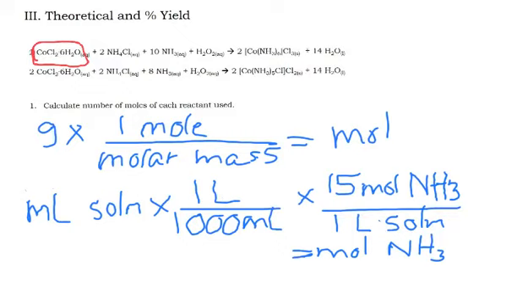To determine the number of moles of ammonia, you'll start with the milliliters of the ammonia solution that you used. You'll convert that to liters using 1 liter over 1,000 milliliters, and then convert that to moles of ammonia by using the conversion factor of the molarity, 15 moles of ammonia per 1 liter of solution. And that will give you the moles of ammonia that you used.